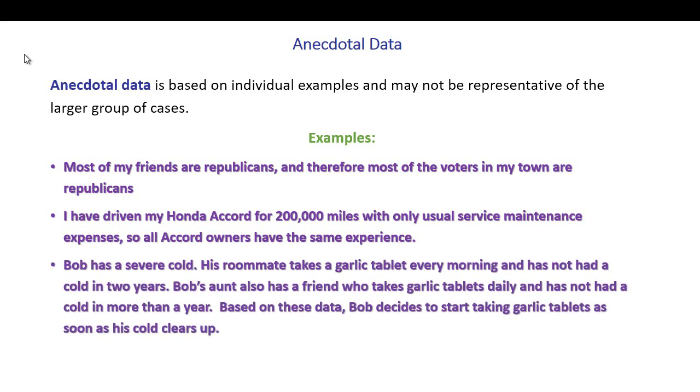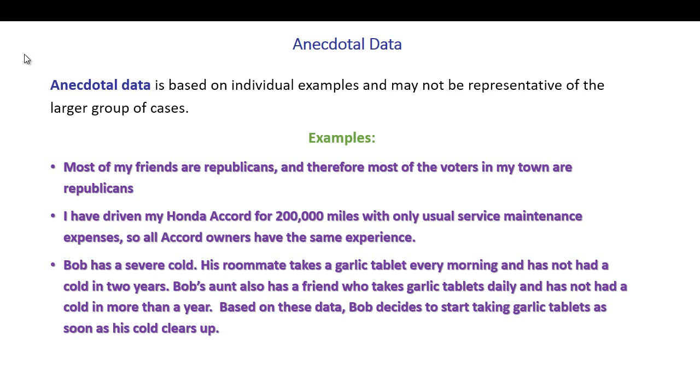Bob has a severe cold. His roommate takes a garlic tablet every morning and has not had a cold in 2 years. Bob's aunt also has a friend who takes garlic tablets daily and has not had a cold in more than a year. Based on this data, Bob decides to start taking garlic tablets as soon as his cold clears up.